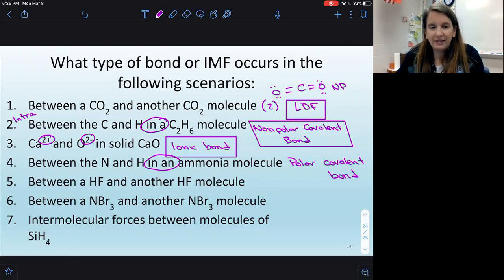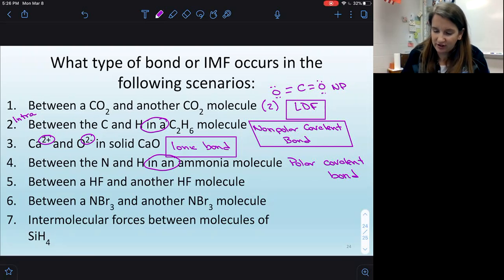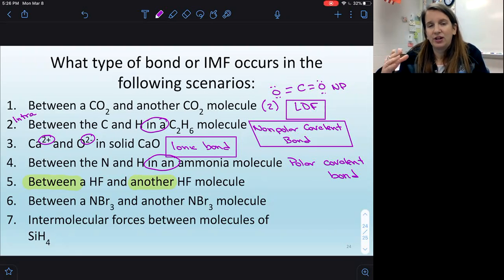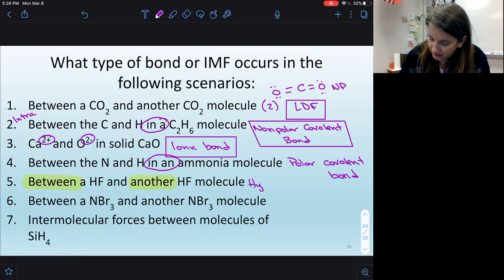Number five, between an HF and another HF molecule. So keywords here, between and another, that's talking about two HF molecules. And because it's an H bonded to an F, and you're talking about another H bonded to an F, that's going to be your hydrogen bonding right here.